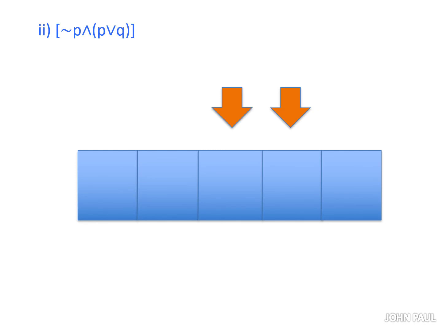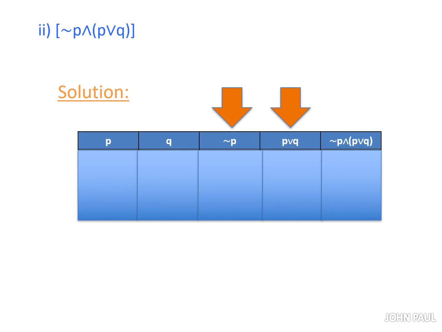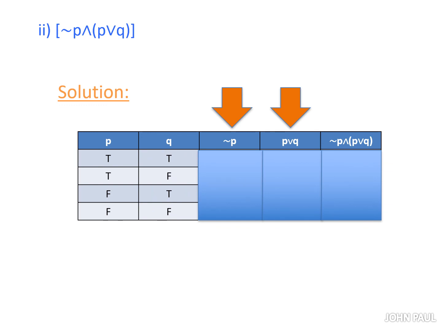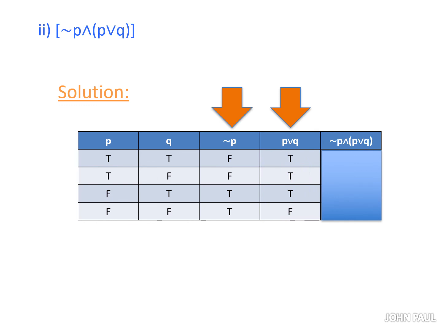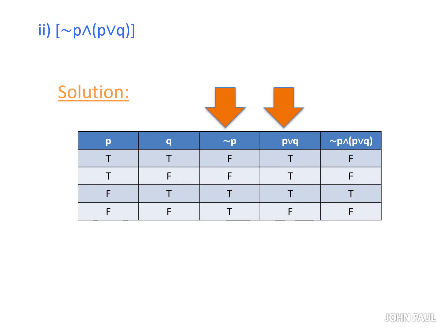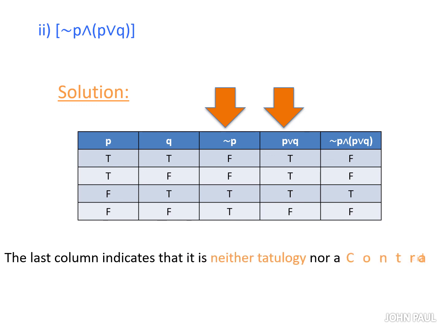Negation P and P or Q. Solution. We will draw the table. From the truth table, we will substitute the value of P, Q, negation P, P or Q. Then by using both these columns, we will write the last column. The last column indicates that it is neither tautology nor a contradiction because false and true are both present in that.